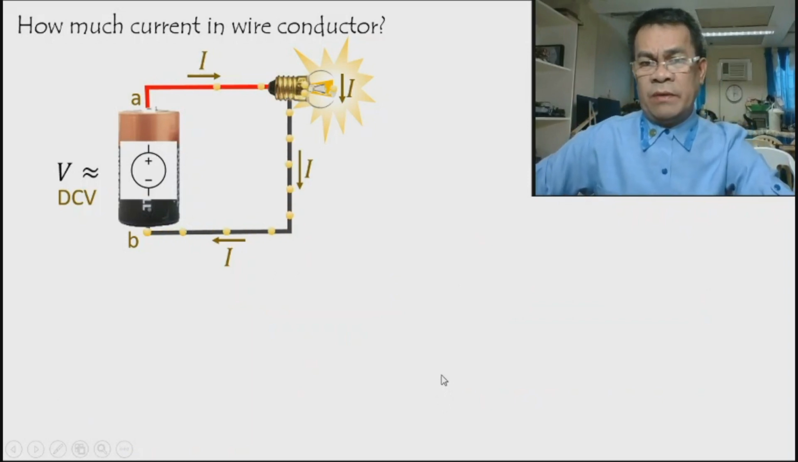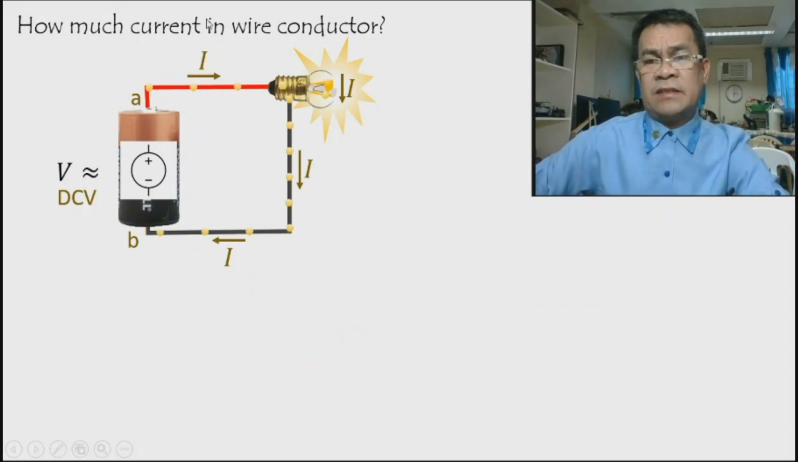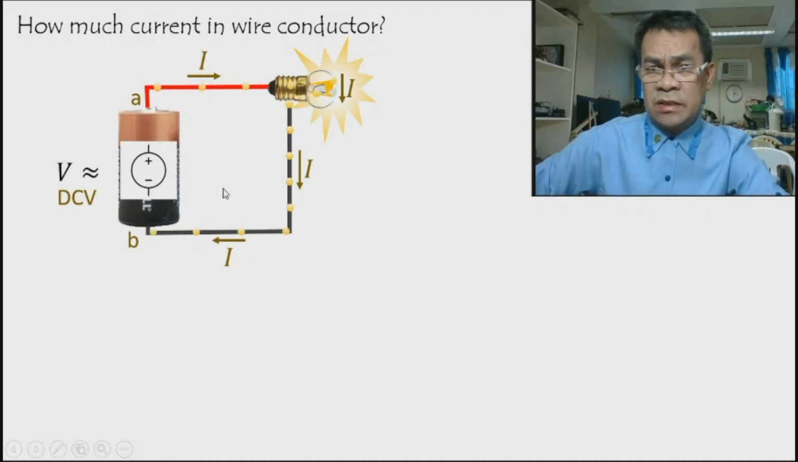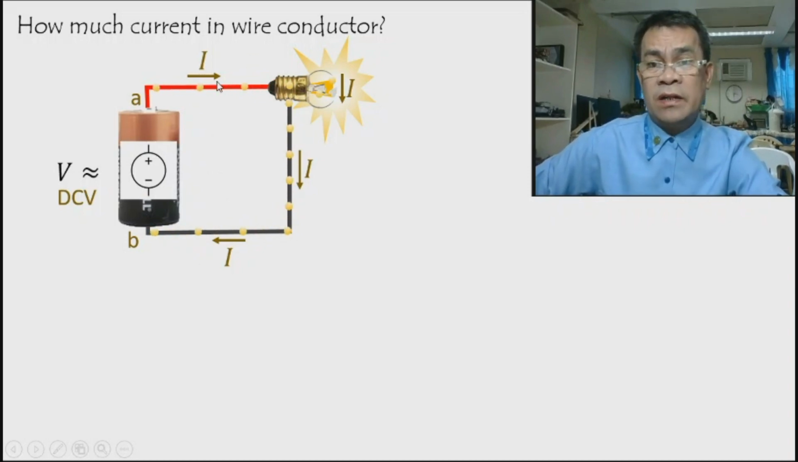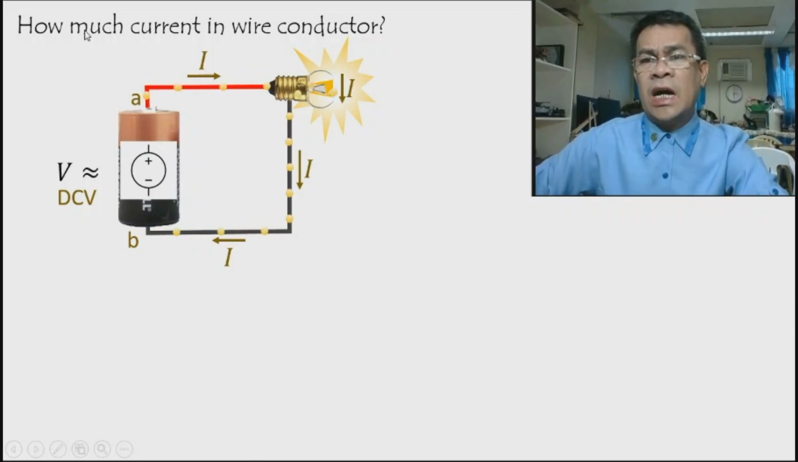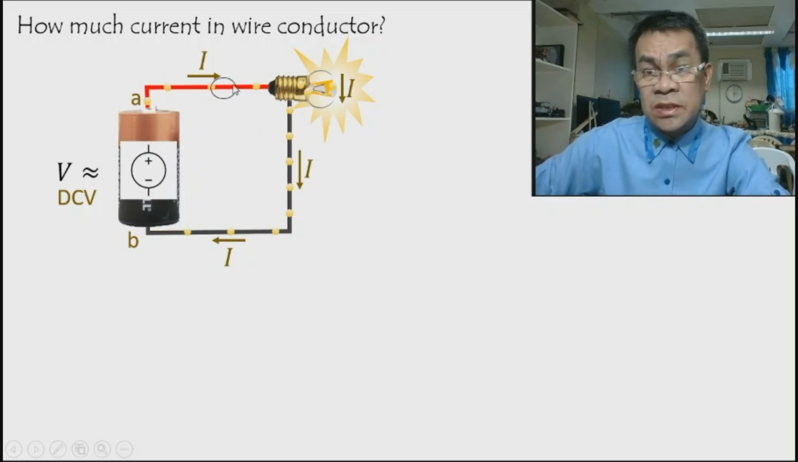Going back to the question: how much current in a wire conductor? The red lines and black lines are the conductor. I use red because this is from the high potential, and black is from the low potential. But these are the same wire. When we say wire, it has an area. So the question is how much current can be measured from the wire conductor. To answer, we need to consider only a segment of this. What will be the current that passes through this wire?